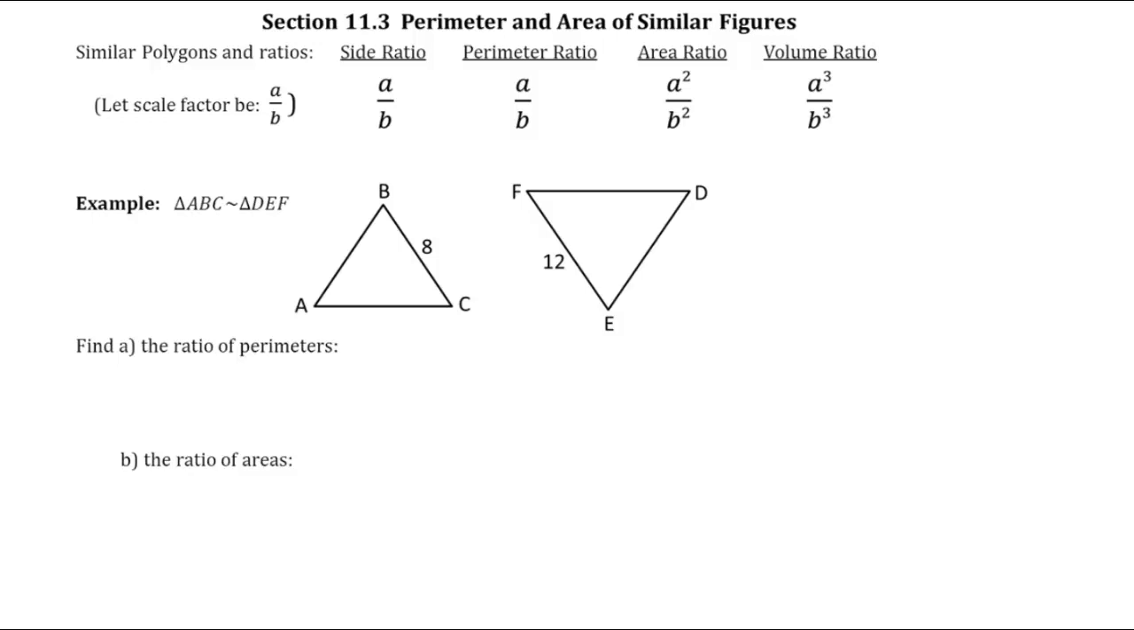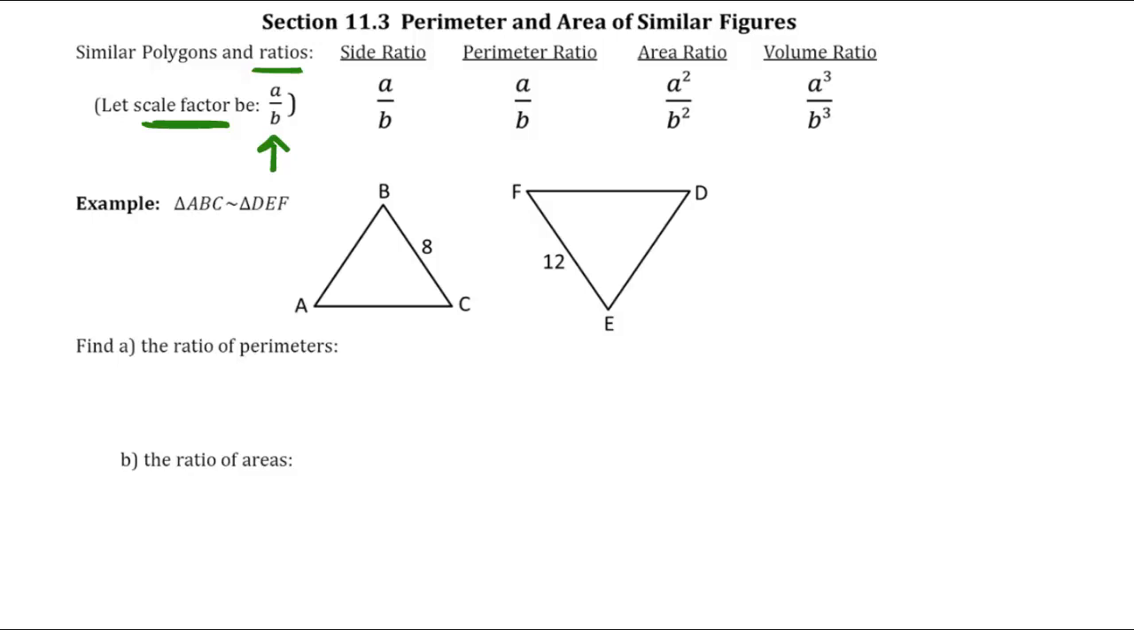So first let's talk about similar polygons and what we're looking for here with ratios. The side ratio between two figures, and I'm going to let my scale factor be a over b, a fraction. And so the side ratio is just that a over b. That's the scale factor. The ratio of the sides is also the scale factor.